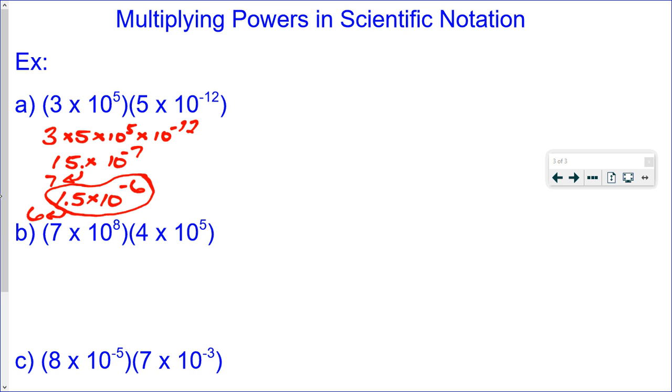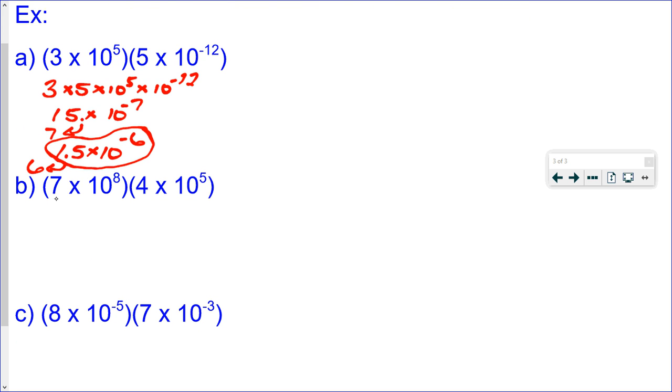So let's look at another one of those. So I can multiply the 7 and the 4 to get 28. 10 to the 8th times 10 to the 5th is 10 to the 13th. Again, this is not in scientific notation. But the reason it's not in scientific notation is because this number is too big. It's greater than 10. And again, this number has to be greater than or equal to 1 or less than 10. So right now, this is a positive exponent, so the decimal needs to go 13 places to the right.